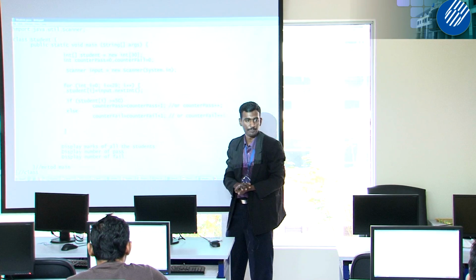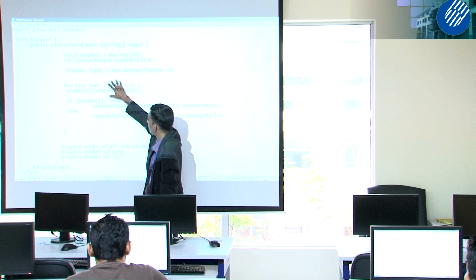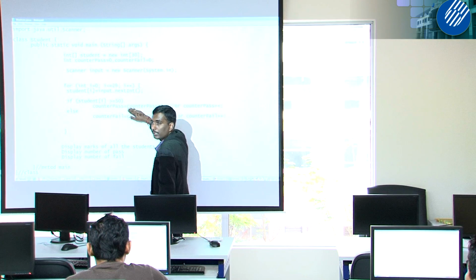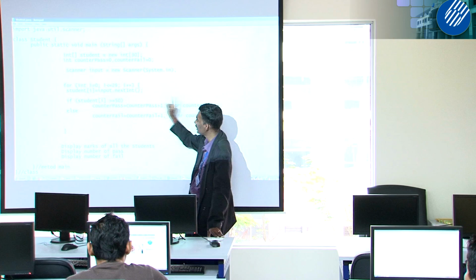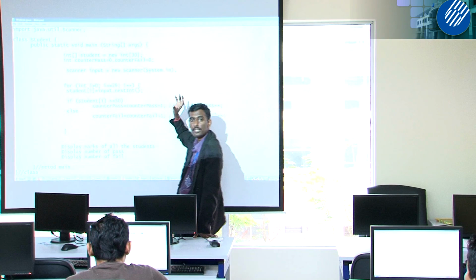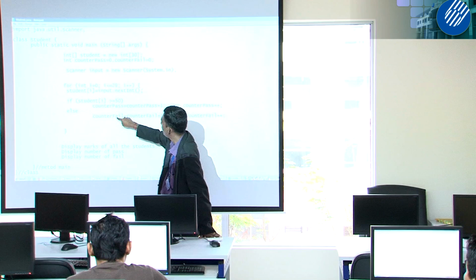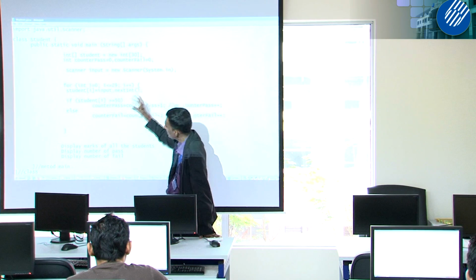Because let's say for the first student, the student passed. The same thing: counter pass equals counter pass plus 1. What's the initial value? 0. 0 plus 1 is 1. So now the latest value of counter pass is 1. That value will be stored in memory, the old value will disappear. That's how the compiler updates counter fail and counter pass, so the latest value will be displayed as output.